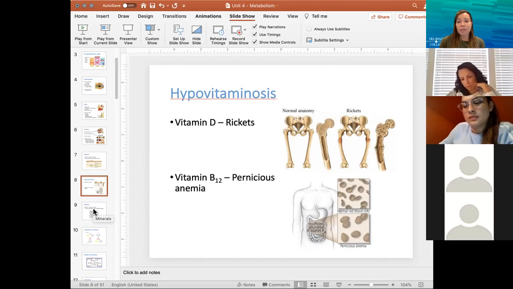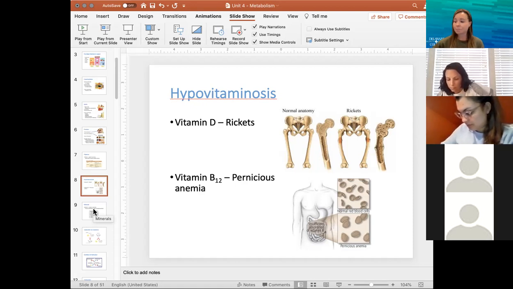So yeah, they can at times, if you're getting too much, if you're taking too much of a supplement, it can build up to a toxic level in the body. And it can even cause death if it's a really, really extreme amount.